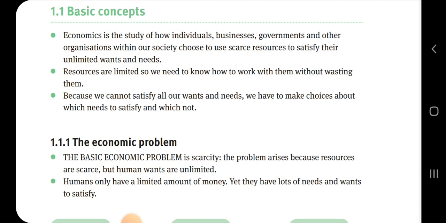Even if you are a grade 10 learner getting 50 rand from your parents, you have so many needs and wants, but you have to see how best you can use this 50 rand in order to satisfy them. Resources are limited, so we need to know how to work with them without wasting them. Because we cannot satisfy all our wants and needs, we learn to make choices about which needs to satisfy and which not to. If you have 2,000 rand, there are things you need that you cannot buy with that money, so you prioritize what you need or want the most.